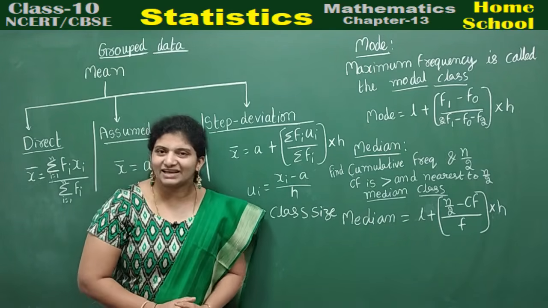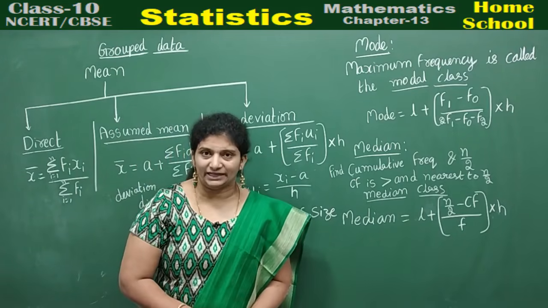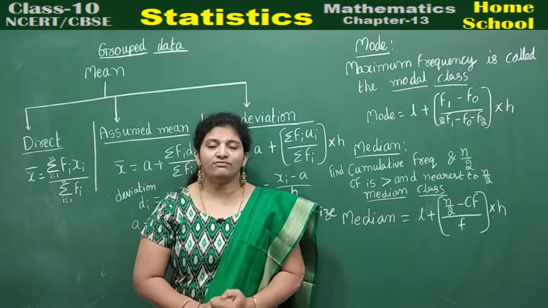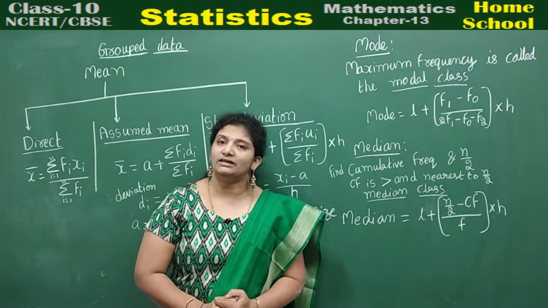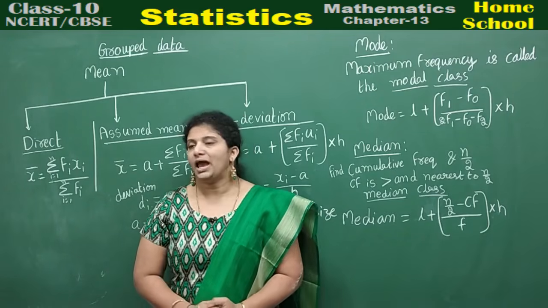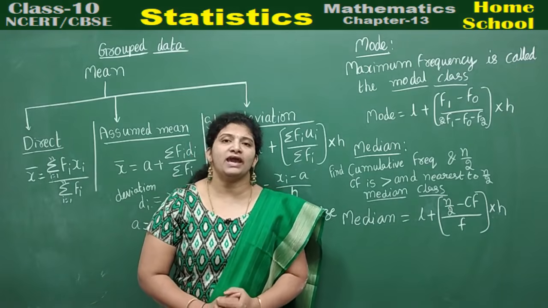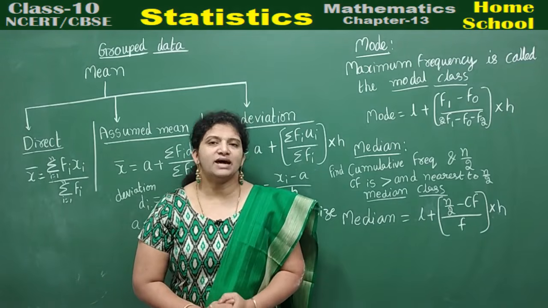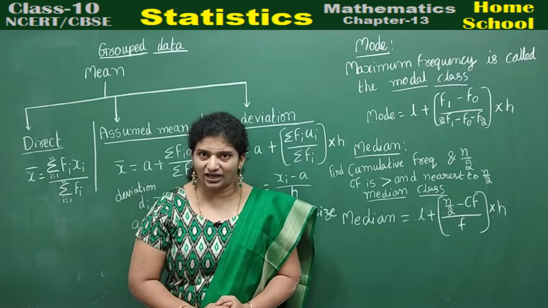Once again, let's recollect the formulas to find the mean for grouped data. In order to find the mean, we have three methods. One is the direct method, another is the assumed mean method, and the third is the step deviation method. Among all these, the direct method is very easy. What is the formula? X bar is equal to summation fi xi by summation fi.